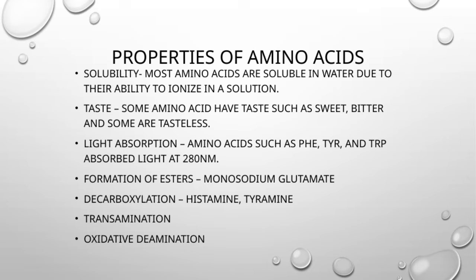Lastly, oxidative deamination involves removing an amino group from an amino acid with the help of oxidizing agents, releasing ammonia and forming a keto acid. This process is crucial in amino acid catabolism and energy production.